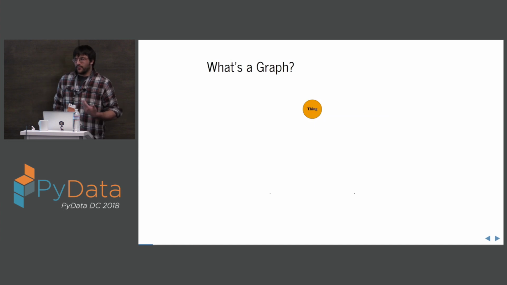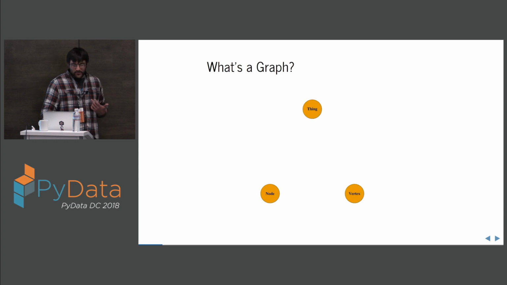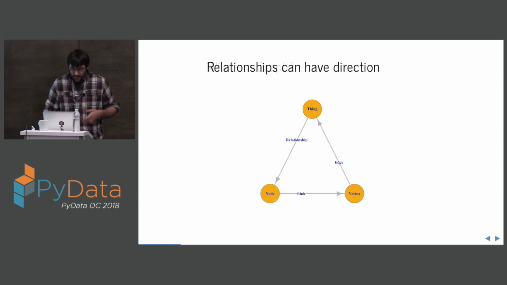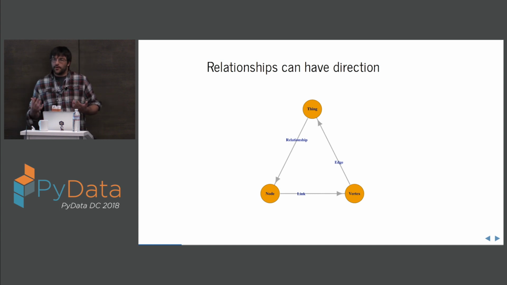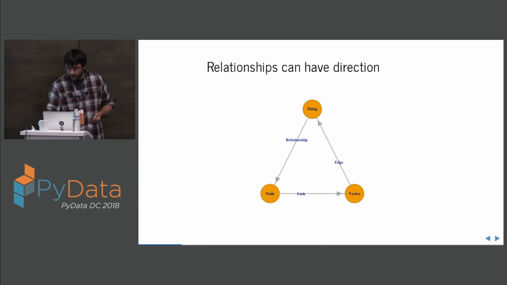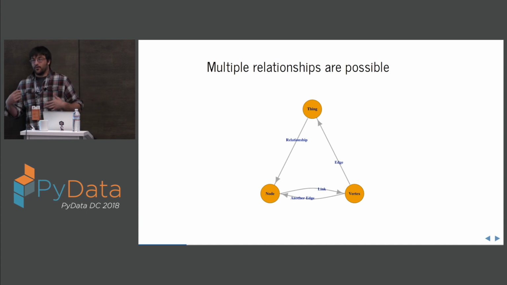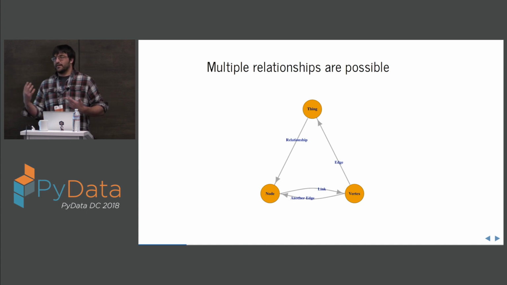OK, so what is a graph? A graph is made up of things, also known as nodes and edges. These things are connected to each other with relationships, also known as links and edges. These relationships can have direction. If you think about Twitter, I can follow somebody, and they don't necessarily follow me back. That's a directed relationship. And there can be multiple relationships between two things. I can follow somebody, they can follow me back, or they don't. That's the direction, and that's the multiple connections between two people.